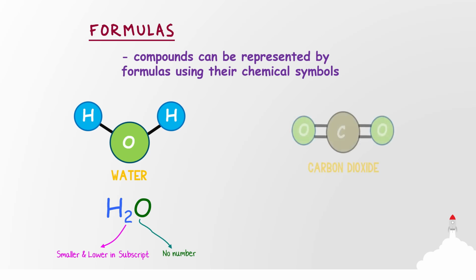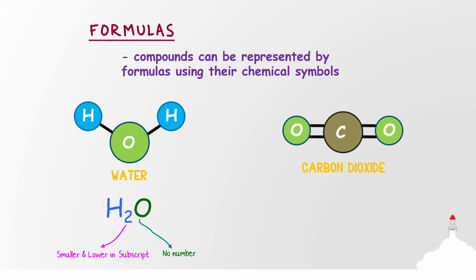Let's take a look at carbon dioxide. For carbon dioxide, we can represent this in the formula CO2. There is only 1 atom of carbon, so we would not write a number in subscript, whereas there are 2 oxygen atoms, and the 2 is written in subscript, showing that there are 2 oxygens in the molecule.